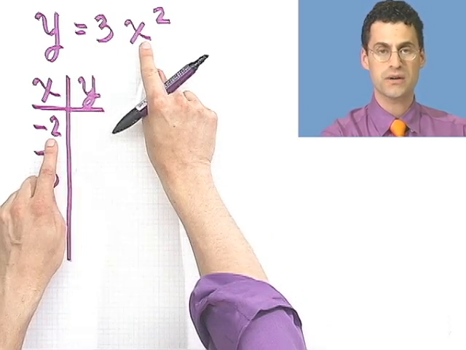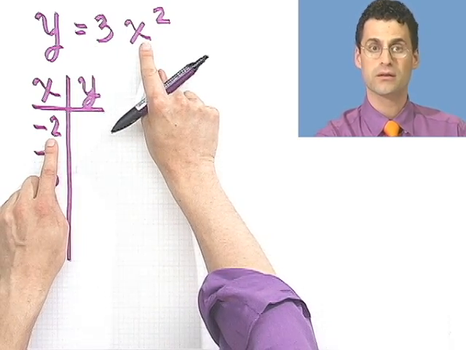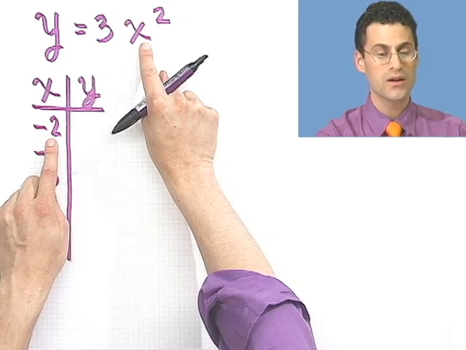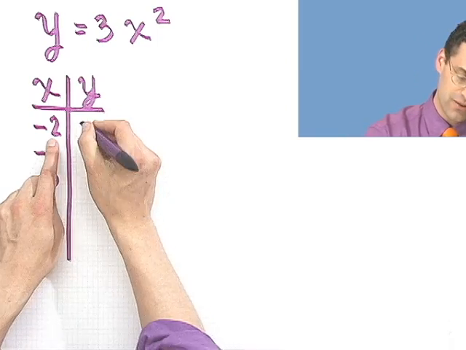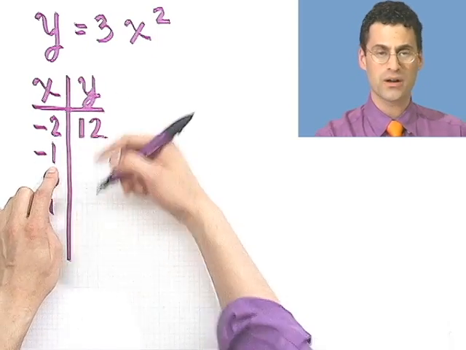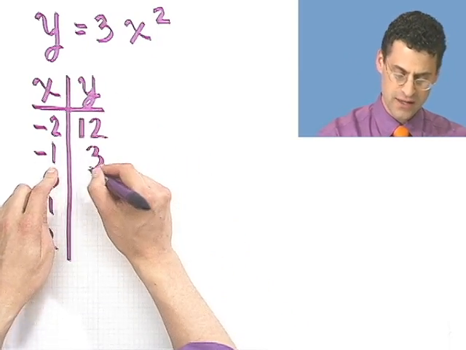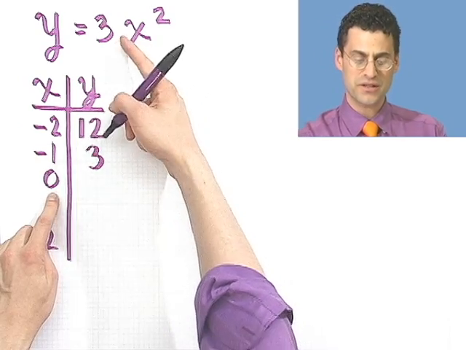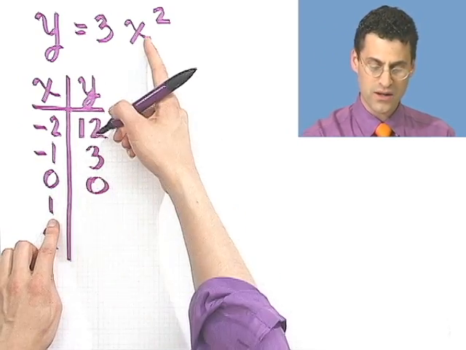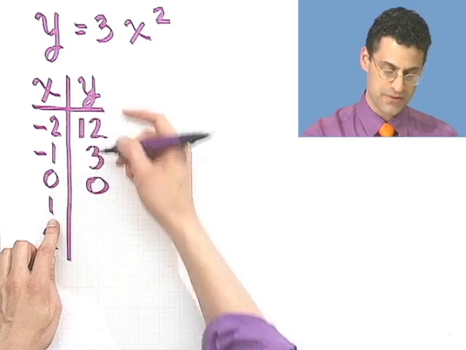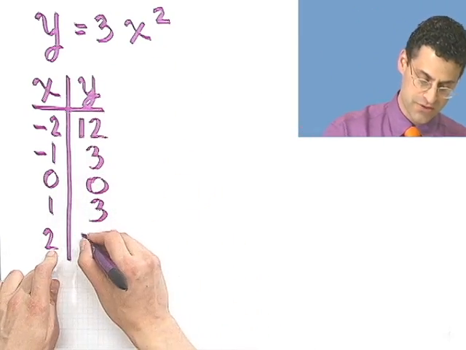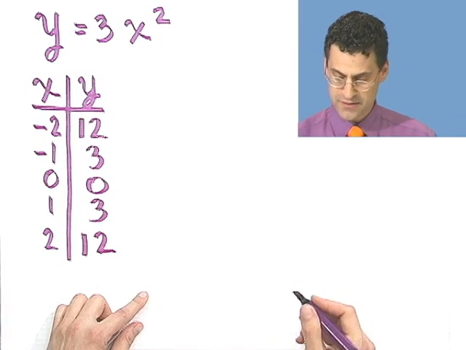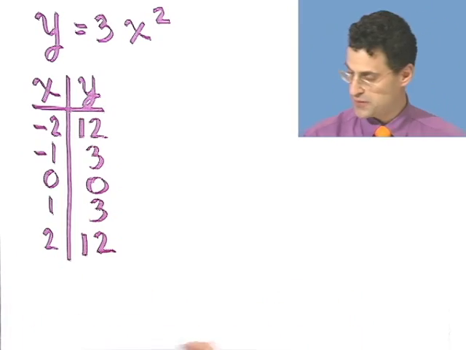Minus 2 squared is actually 4, times 3 is 12. Minus 1 squared is 1, times 3 is 3. 0 squared is 0, times 3 is 0. 1 squared is 1, times 3 is 3. 2 squared is 4, times 3 is 12. So now I have all these values, and let's see what happens if we plot them.